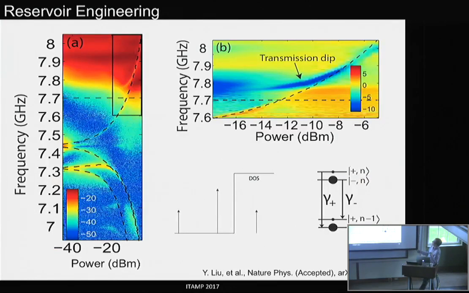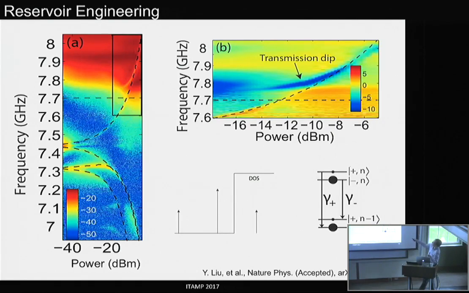You can do all kinds of fun things with this. One thing is you can do reservoir engineering. Here, for instance, we take our photonic bound state and we drive it. And when you drive it, you get these Mollow triplet states. And you can, as we just heard in the last talk, push one of these across the band edge. When it goes across the band edge, the decay rate for one state, the minus state, is slow, and the decay rate for the plus state is fast. And so you preferentially drive the system continuously into the plus state. You can drive the system into one state by pushing one of these across the band edge.